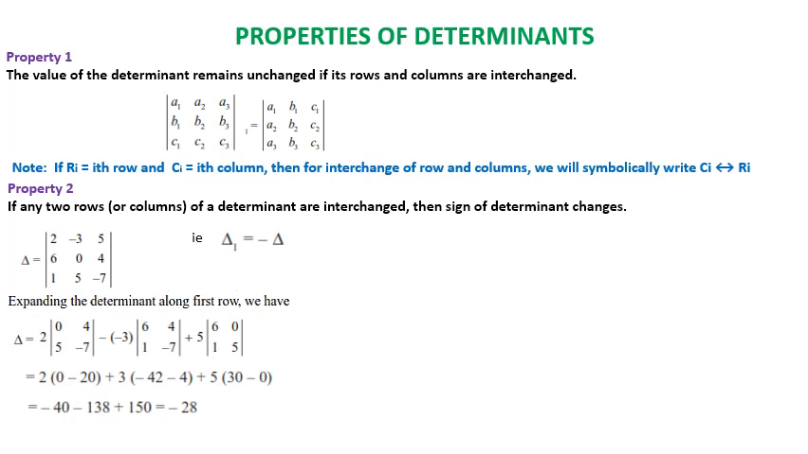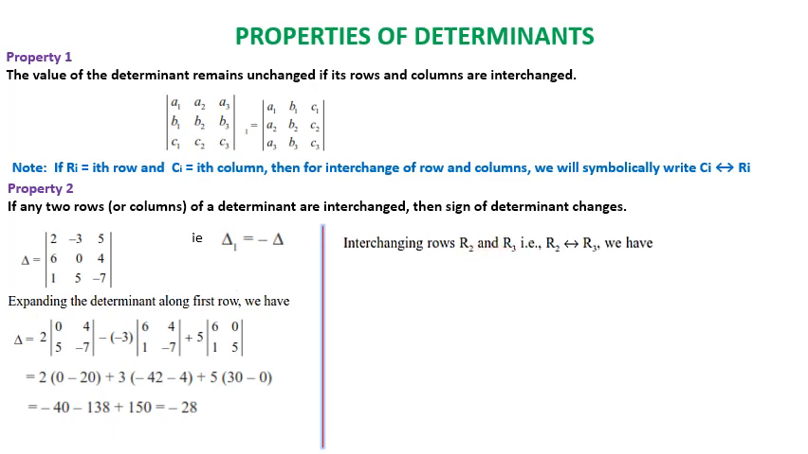When you go for the calculation, 0 minus 20 is minus 20, minus 20 into 2 is minus 40. Then here minus 42 minus 4, that is minus 46, minus 46 into 3 is minus 138. Next, plus 30 minus 0 is 30, 30 into 5 is 150. When you go for all the calculation, you will get the answer as minus 28. That is the determinant value of first determinant, that is delta. Next, we have to go for interchanging rows R2 and R3.